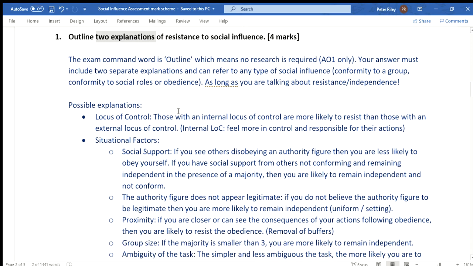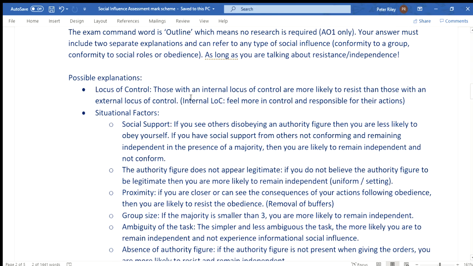Here's the possible explanations. Like I say, we don't need any research, so you can refer to locus of control. If you refer to those with an internal locus of control being more likely to resist than those with an external locus of control, that'd get you 2 marks. If you just describe the fact that with an internal locus of control, these individuals feel more in control and therefore more responsible for their actions, that can also achieve you 2 marks.